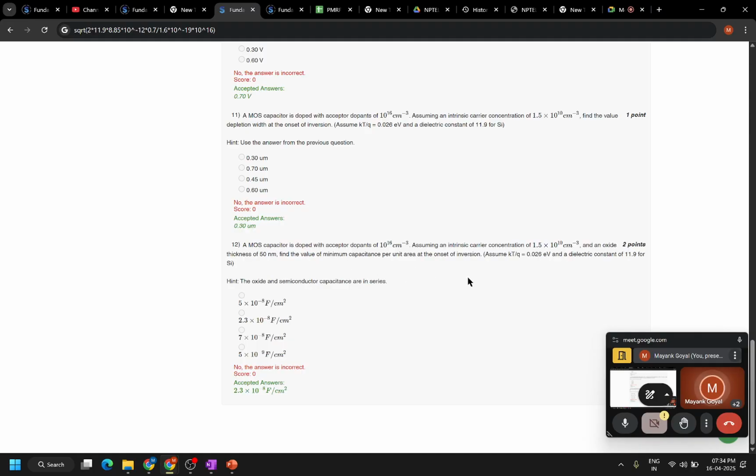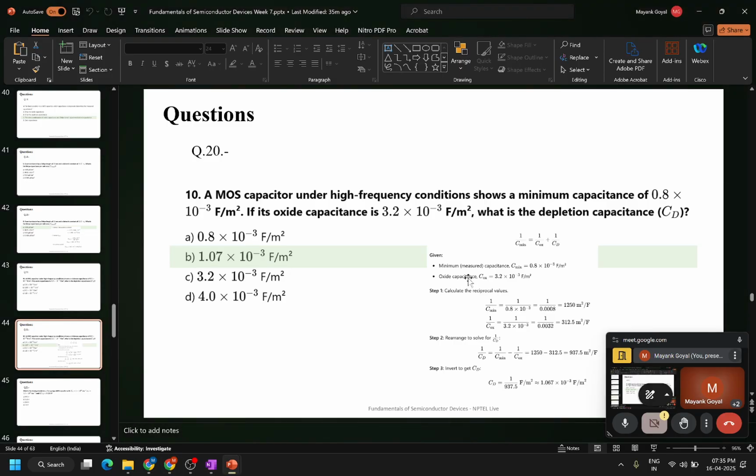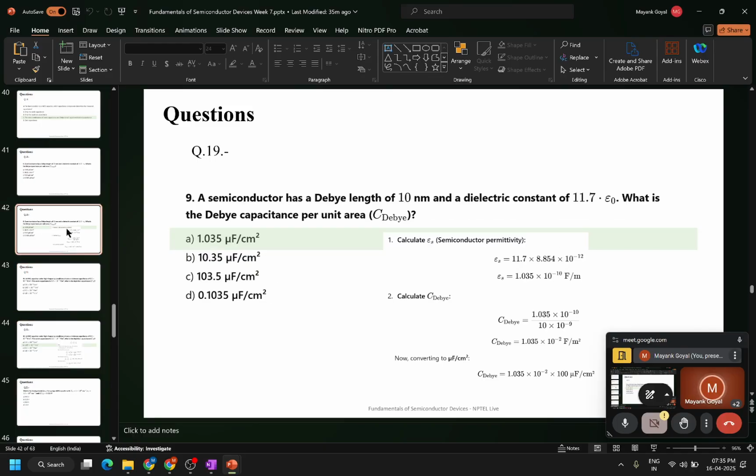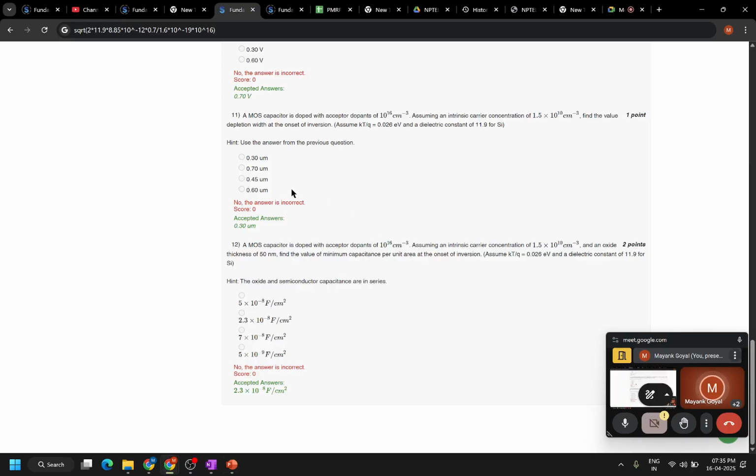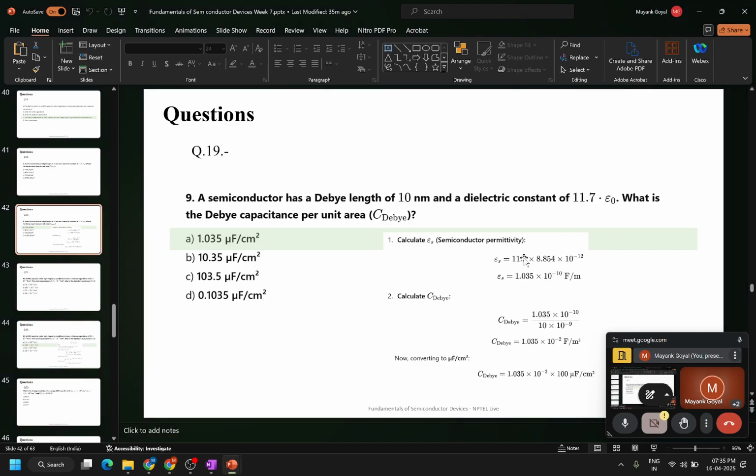So that should be there, and then you have to calculate the depletion capacitance from the depletion width using this formula. The depletion width you have calculated as 0.3 micron. You have to use that here, and divide by 11.9.